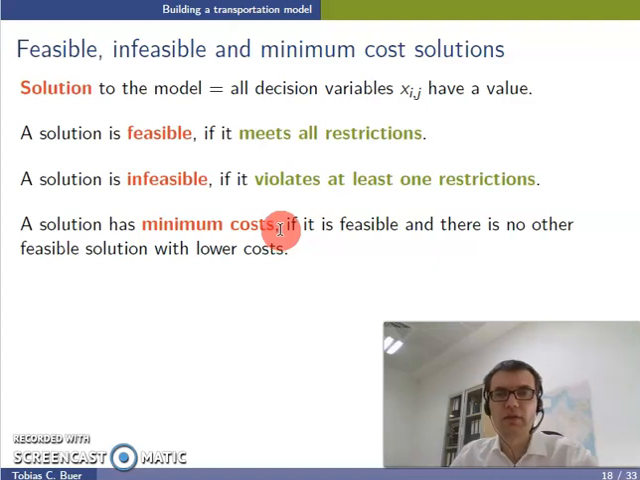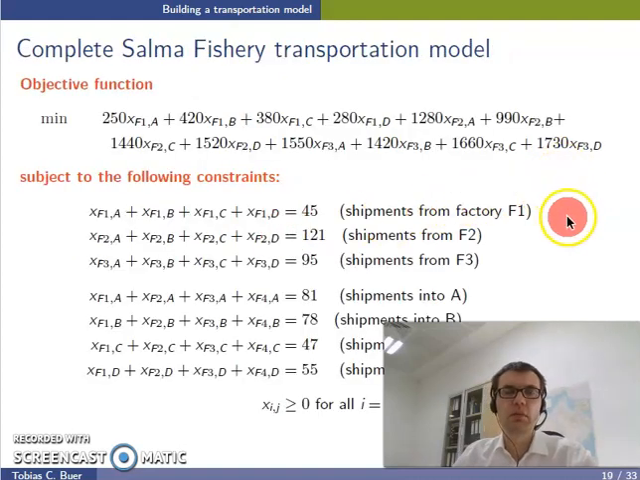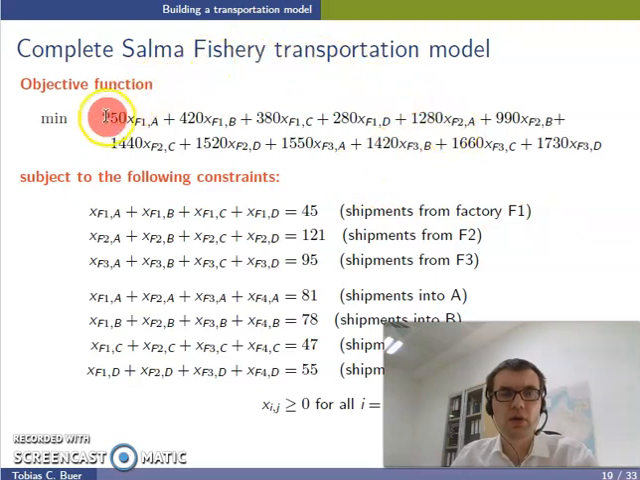Okay, let's have a look at the complete model. When I perform all the steps from the previous slides and write it down on one single slide, here I have my objective function. The objective function is written on the top of the model. In front of the objective function I write min or max depending on the situation. Here I am interested in the minimum cost solution, therefore I write min.